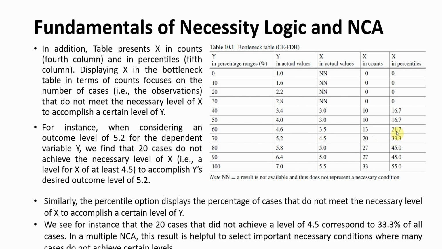Now similarly, what does percentile mean in this case? The percentile option displays the percentage of cases that do not meet the necessary level of X to accomplish a certain level of Y. I'm going to take the same example here. We see, for instance, that 20 cases did not achieve the level of 4.5. They correspond to 33.3% of all cases.